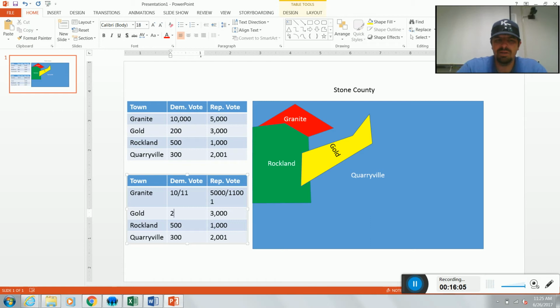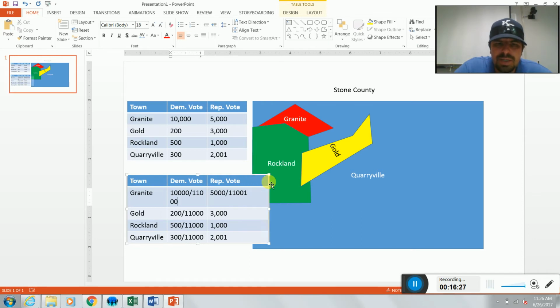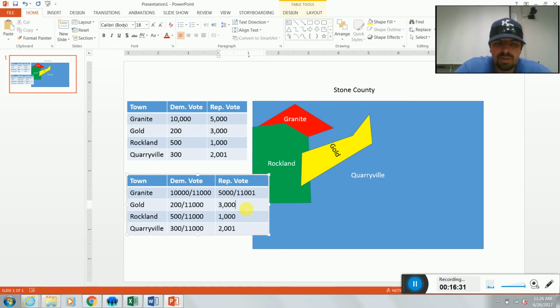So this will be 200 divided by 11,000. This will be 500 divided by 11,000. This will be 300 divided by 11,000. I'll put the zeros on this just so we're consistent. And then we'll continue to extend the table so that we can see the whole thing here. Okay, we have that, and then we have that, and then we have that. Okay, these of course are percentages. All right, because they're percentages, we can look at them in the future. Okay, we can apply these percentages to a different set of county total votes.